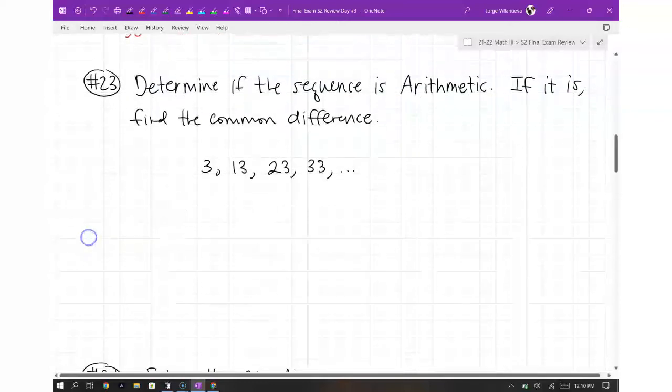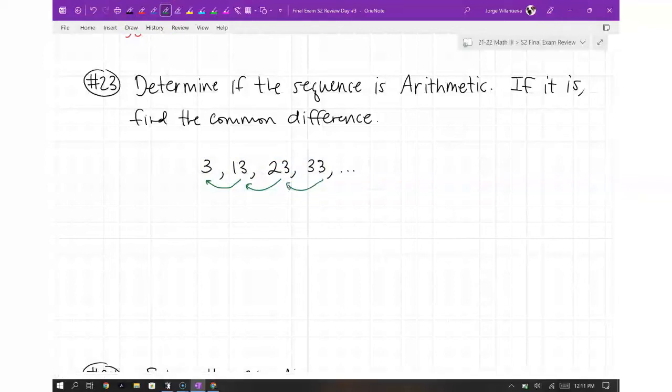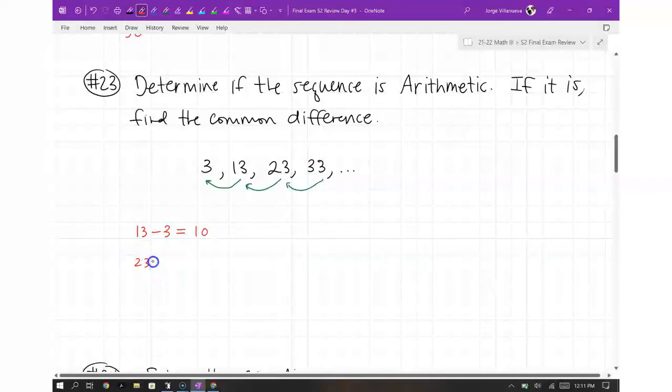So we're going to do the same exact thing we did in the other problem. I'm going to draw my arrows here. That's a comma there, not a 30. But this time, instead of dividing, I'm going to subtract. Okay? So 13 minus 3, that's 10. 23 minus 13, that's also 10. 33 minus 23, that's also 10.